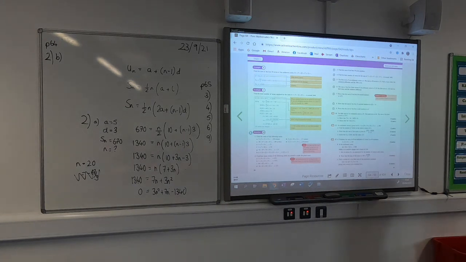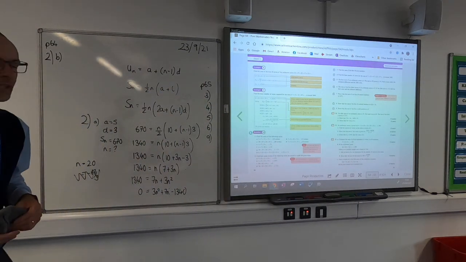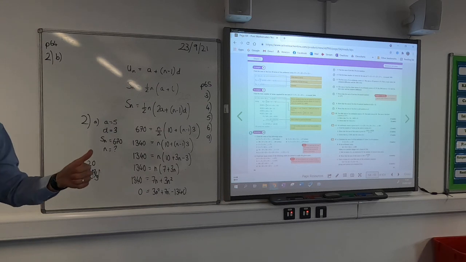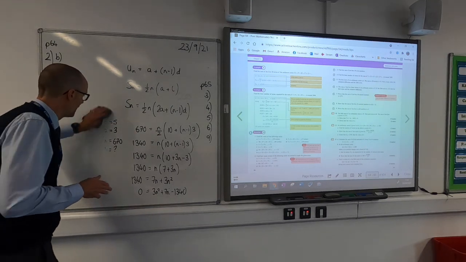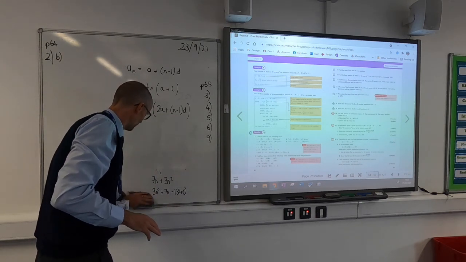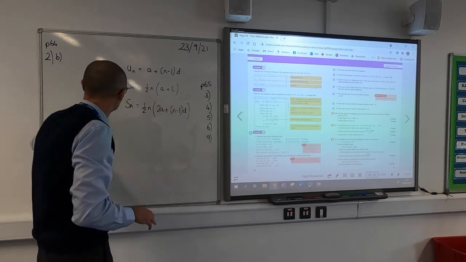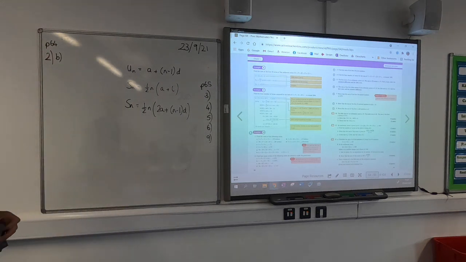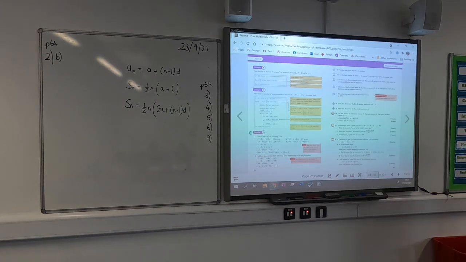I would strongly recommend that where possible you start each question by writing down your parameters. Do I know what A is, the first term? Do I know what D is, the gap, the constant difference? Do I know how many terms I'm dealing with? Do I know the sum? And then you've got your 3 formulae, which you may be using one of them or more than one of them. So we're on page 65, questions 3, 4, 5, 6 and 9.